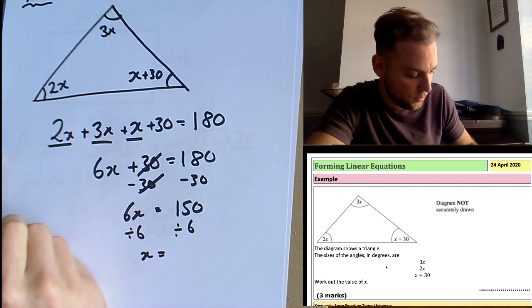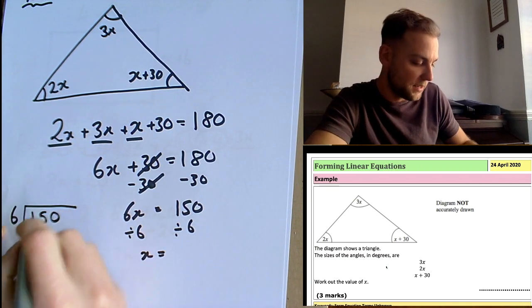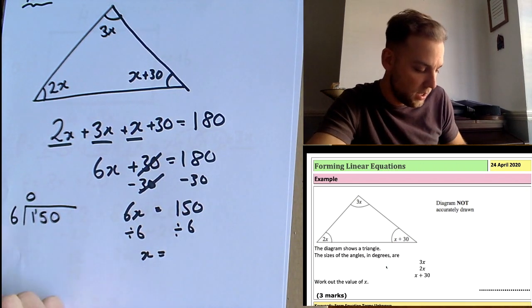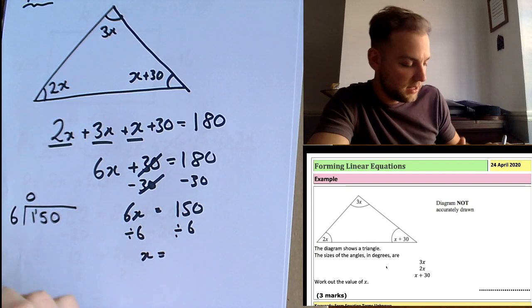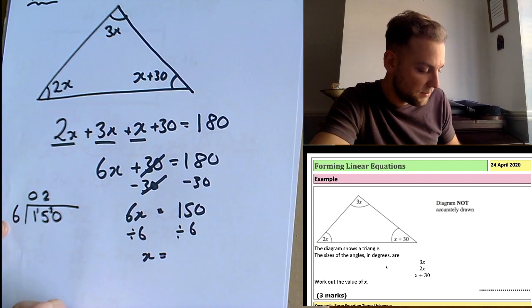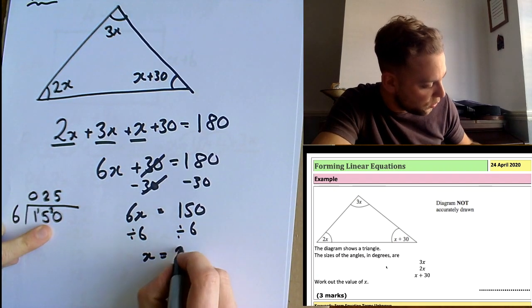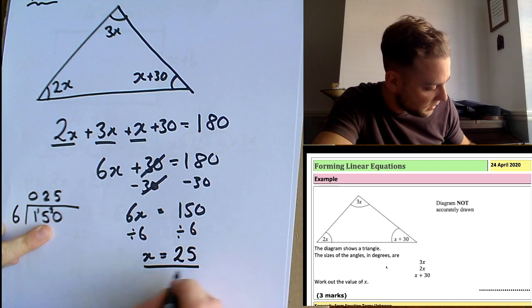We could use the bus stop, we might as well. How many times does 6 go into 1? It doesn't, carry the 1. How many times does 6 go into 15? 6, 12, it goes in twice, carry the 3. How many times does 6 go into 30? 5 times, so x is equal to 25, like so.